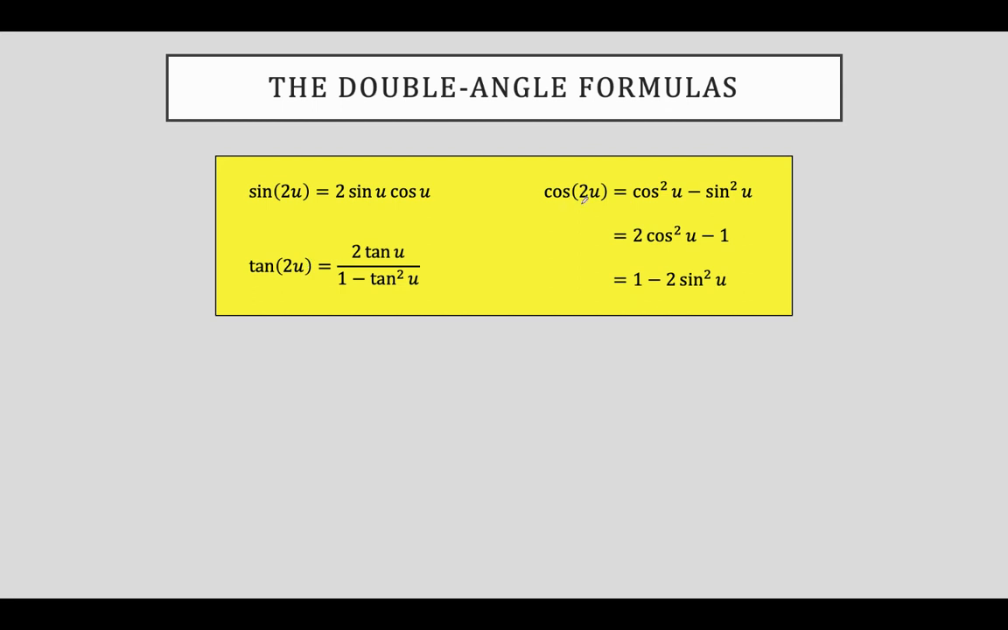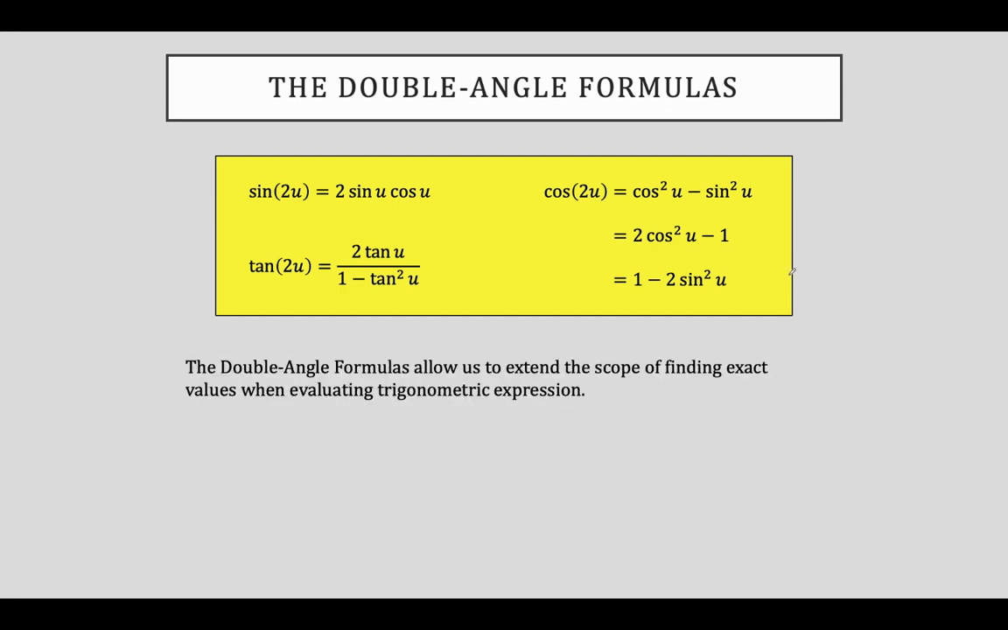The sine of 2u can be rewritten as 2 sine u times the cosine of u. The tangent of 2u is equal to 2 tangent u divided by 1 minus tan squared u. The cosine of 2u is equal to cosine squared u minus sine squared u, or 2 cosine squared u minus 1, or 1 minus 2 sine squared u.